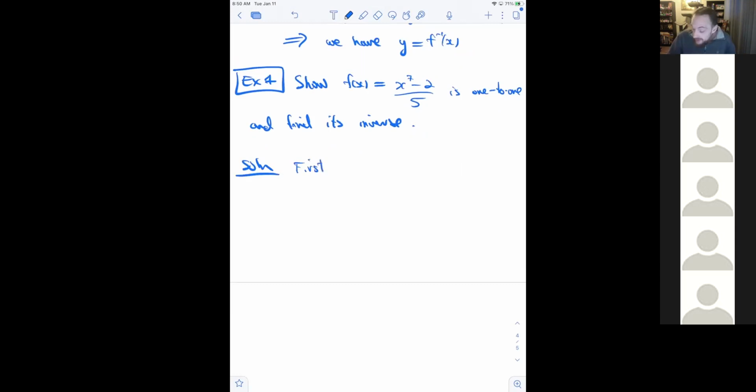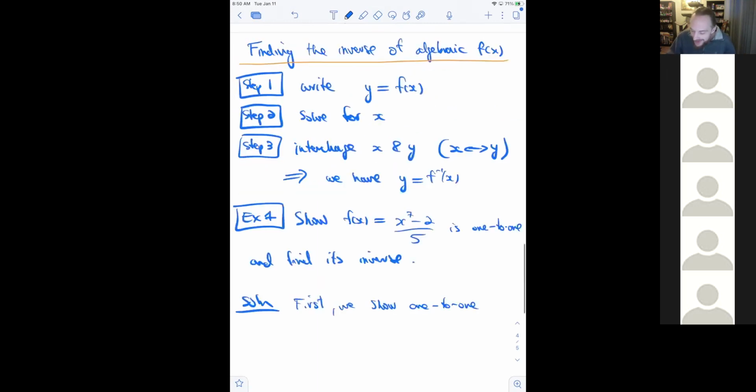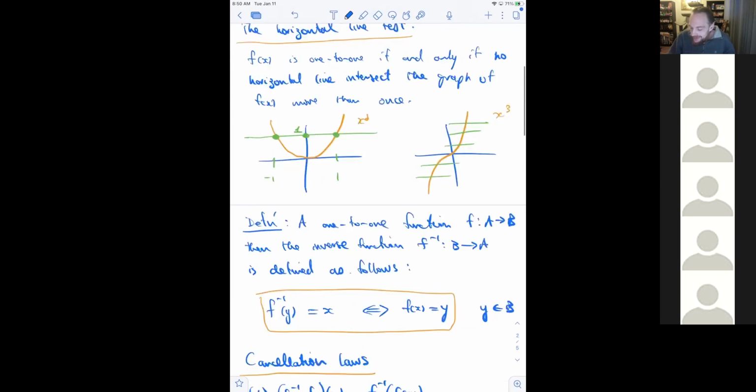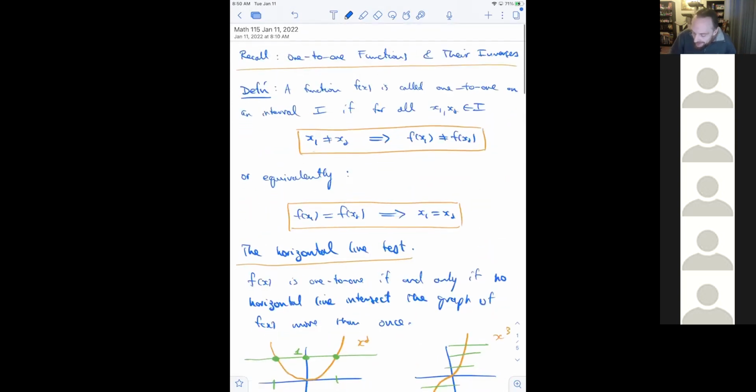First, we show it's one-to-one. And when we go back, we don't use the silly definition that the book gives. This is the definition of one-to-one. But this is how we actually compute and show things are one-to-one, not using the definition, using the contrapositive, which is logically equivalent to the definition.